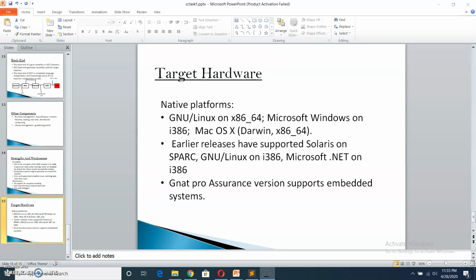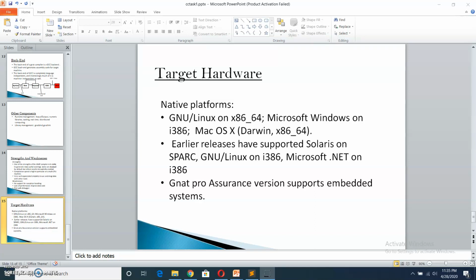Now let us look into what hardware devices are targeted by the GNAT compiler. The native platforms on which the GNAT compiler runs include GNU or Linux operating system on x86 64-bit machine, the Microsoft Windows operating system on i386 machine, and Mac OS on Darwin and x86 64-bit machines.